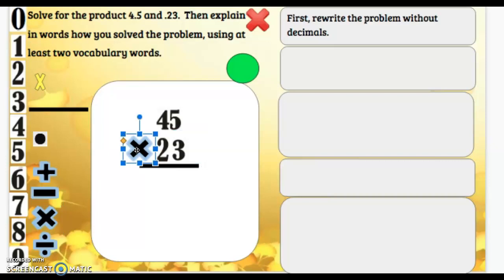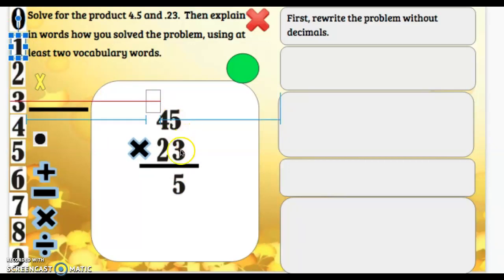Next, we need to multiply the digit in the ones place to each of our top numbers and then regroup when we need to. So the ones place value has a 3 in it. So 3 times 5 is 15. So I put my 5, and then I'm going to put my 1 above to regroup. 3 times 4 is 12. 12 plus 1, 13.